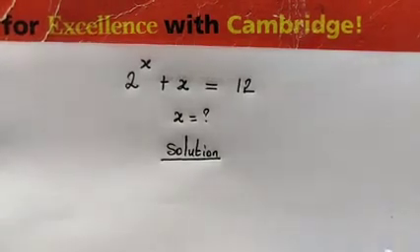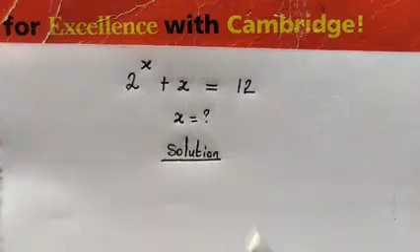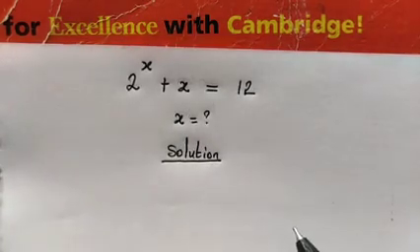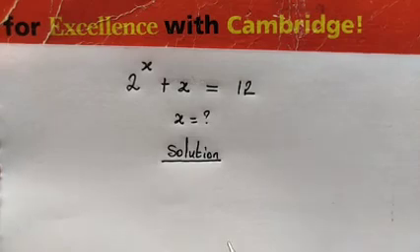Today we're going to solve this interesting transcendental equation: 2 to the power of x plus x is equal to 12. So in this video we're going to solve for the value of x using Newton's method. Amazing. No Lambert W function here. So let's see how we're going to solve this problem.